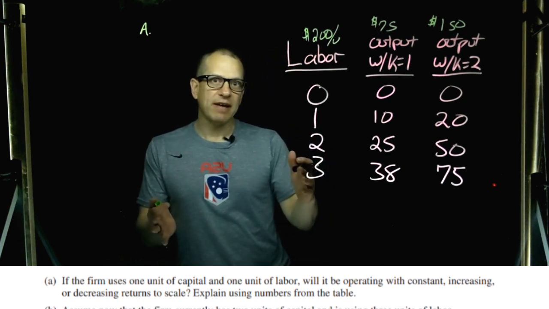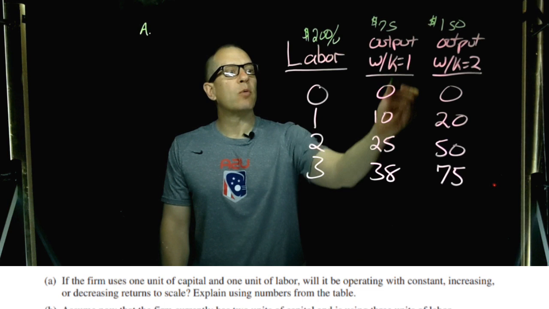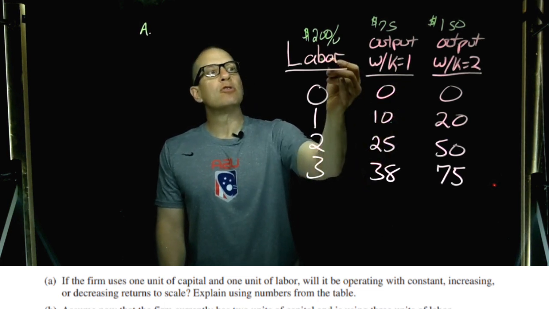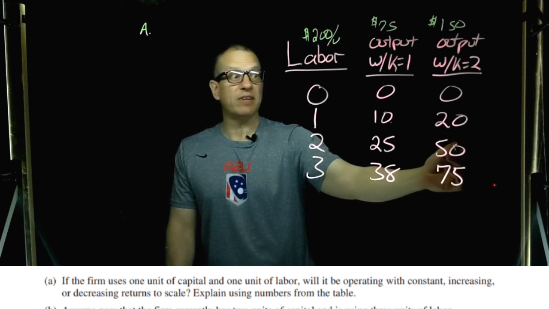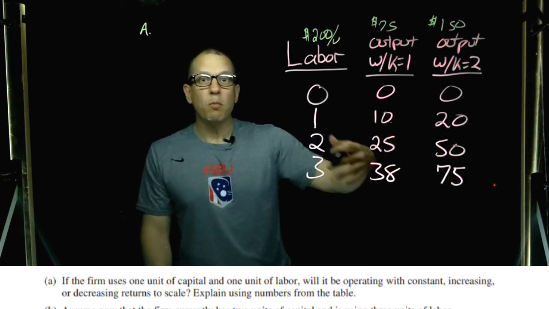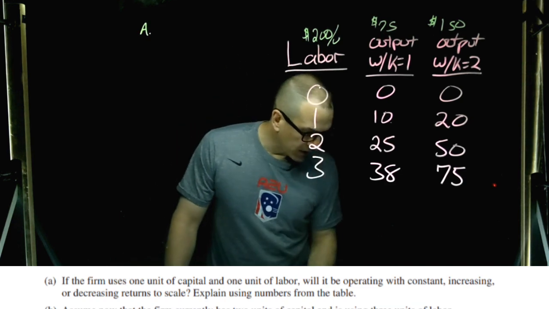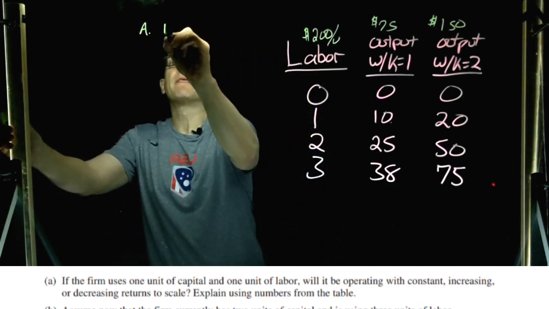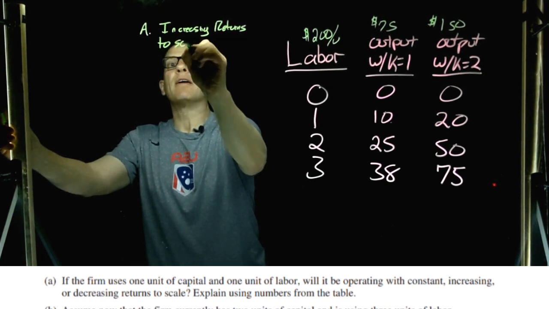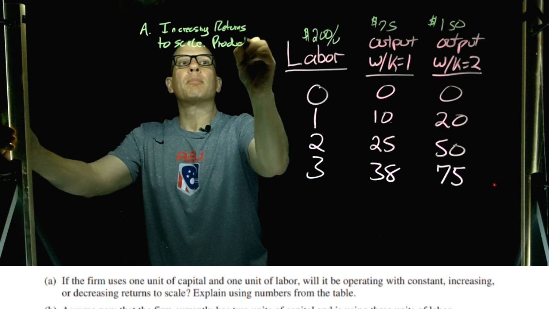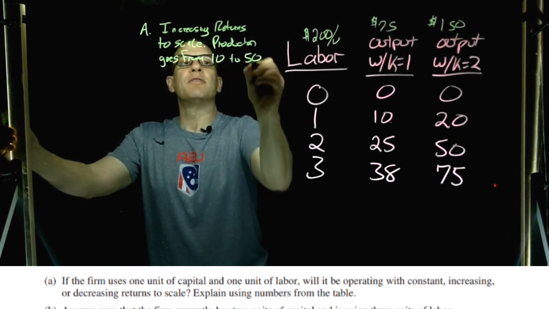To answer that, I need to take into consideration the next level of output I'm going to be creating. At 1 unit of labor and 1 unit of capital, I'm producing 10. If I go to 2 units of labor and 2 units of capital, I'm producing 50. Going from 10 to 50 more than doubles my output, so I'm going to be experiencing increasing returns to scale. It says explain using numbers from the table. So: increasing returns to scale. Production goes from 10 to 50 output.